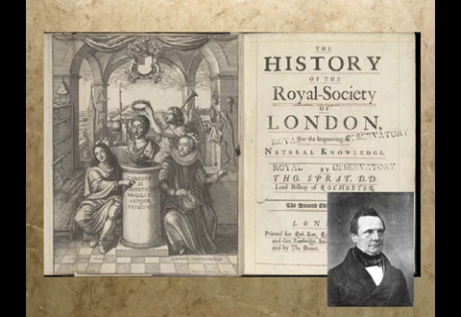The Royal Society he compared very unfavorably with the Académie des Sciences in Paris. The Académie des Sciences, a scientific elite, conducted themselves in a scientifically serious way, in a well-funded way. Contrast that, said Babbage. It's quite a mean-spirited little piece of work.